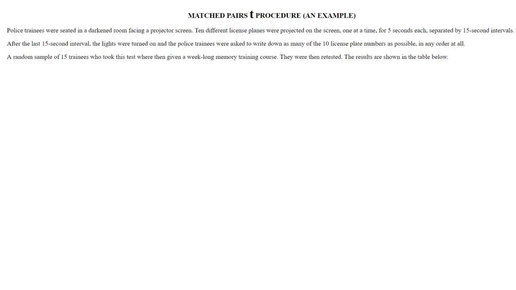Police trainees were seated in a dark room facing a projector screen. 10 different license plates were projected onto the screen one at a time for 5 seconds each, separated by 15-second intervals. After the last 15-second interval, the lights were turned on and the police trainees were asked to write down as many of the 10 license plates as possible in any order at all. A random sample of 15 trainees who took the test were then given a week-long memory training course and they were retested. The results are shown in the following table.